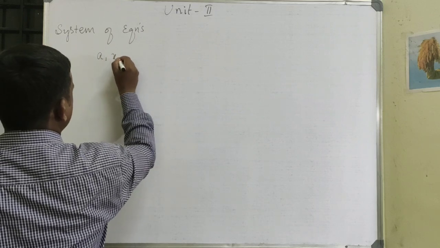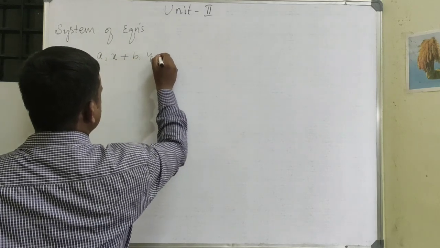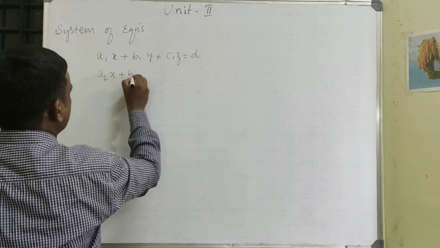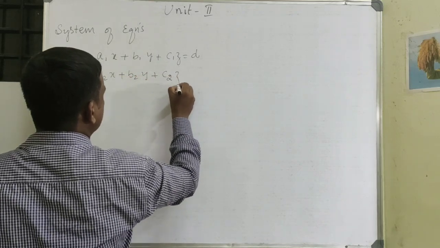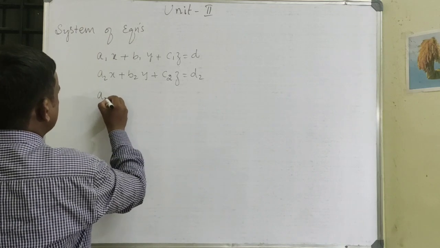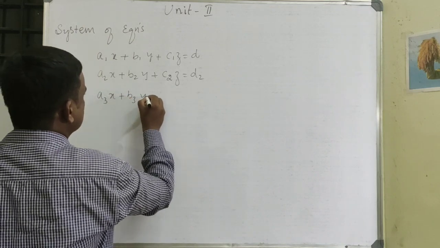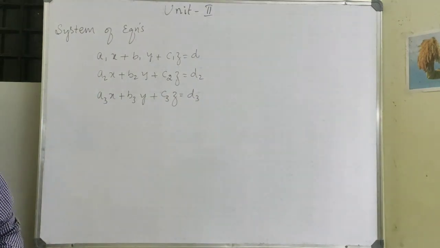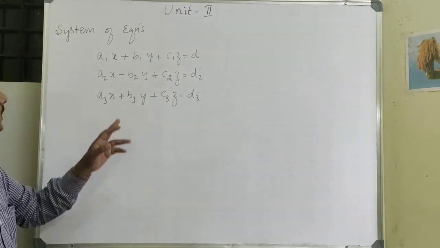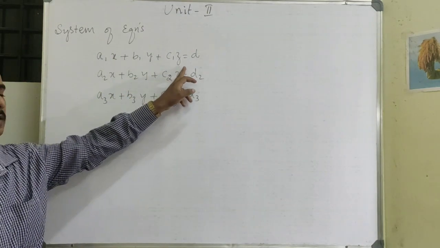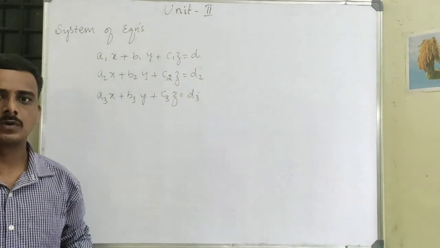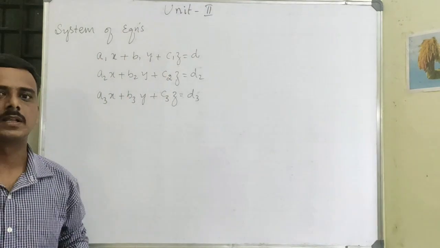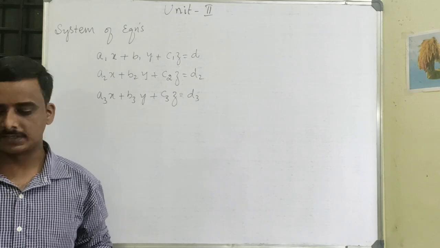The general form of that is a1x plus b1y plus c1z equal to d1, a2x plus b2y plus c2z equal to d2, a3x plus b3y plus c3z equal to d3. So this is the system of three equations in three unknowns. The unknowns are x, y and z. d1, d2, d3 are called constant terms, and a1, b1, c1, a2, b2, c2, a3, b3, c3 are called coefficients of the system of linear equations.